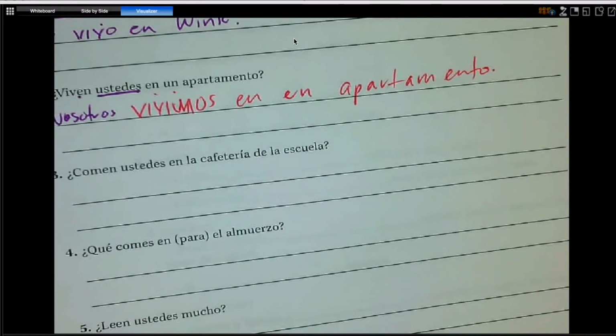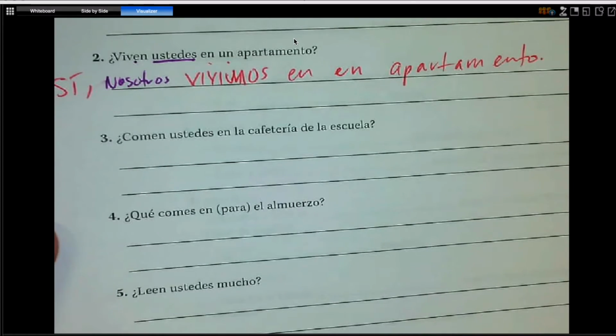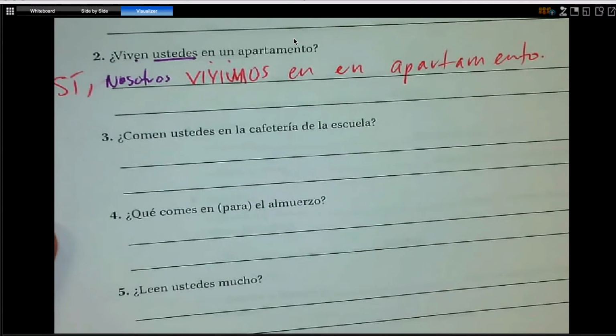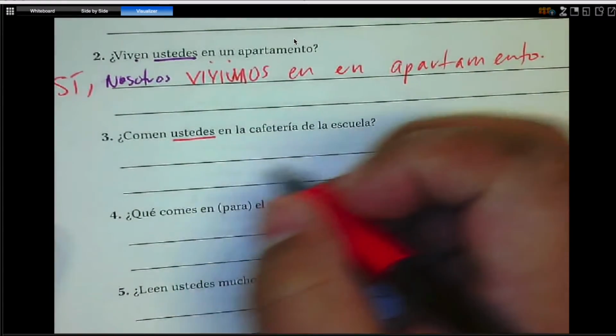Okay, look at number 3. Kind of going through it kind of quick, right? So, ¿comen ustedes en la cafetería de la escuela? Do y'all eat in the cafeteria? Right? So if I'm asking y'all, then you answer in the we.